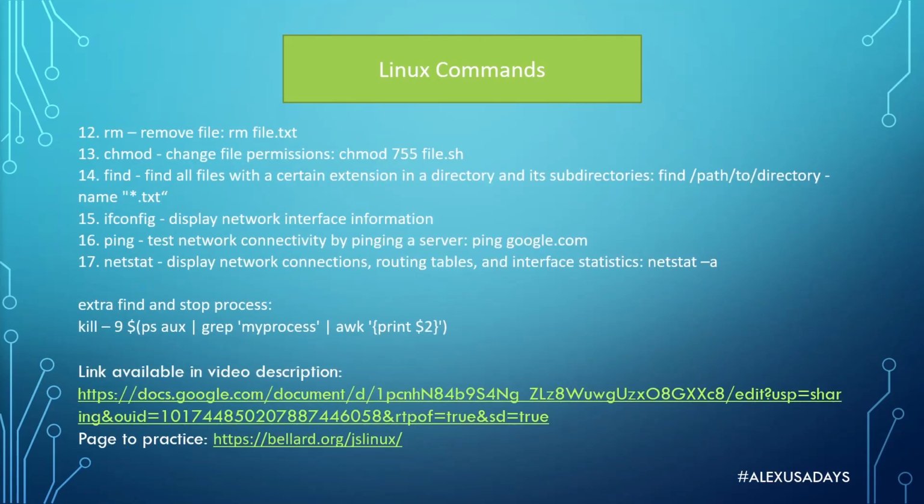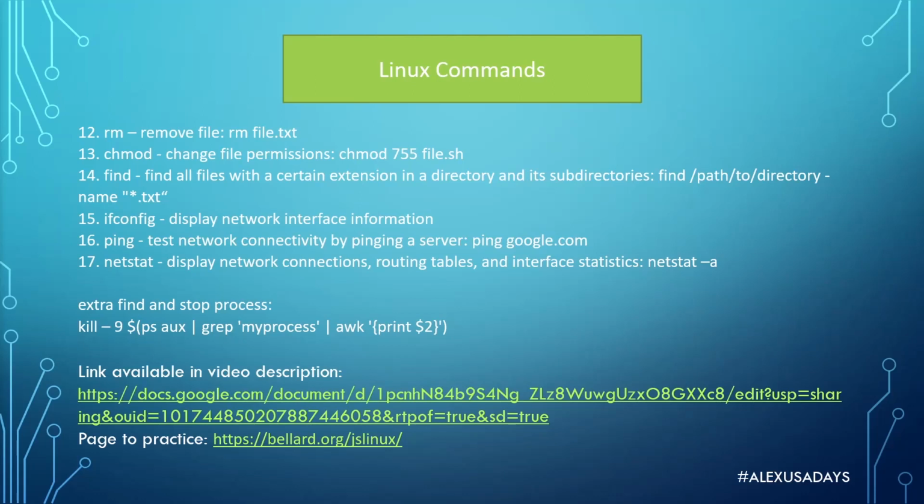rm. This is a command that will remove files. So you put rm and the file name. chmod. This is to change file permissions. So sometimes you want only certain access to a file, so you can do that by changing file permissions. Or sometimes you're trying to access a file and you can't, or you can't execute the file, and that means maybe you lack permission, so you'll have to update the permission in order to be able to do that. find will find all files with a certain extension in a directory and subdirectories.